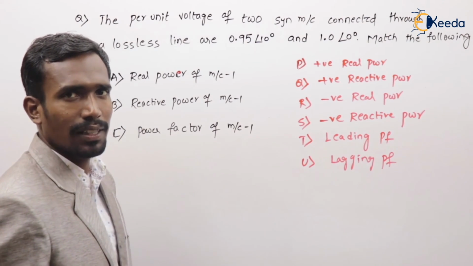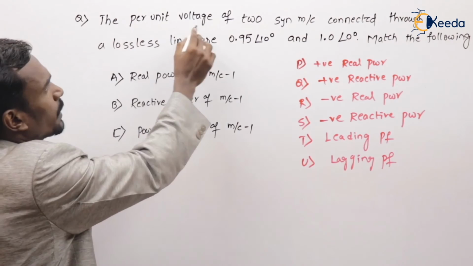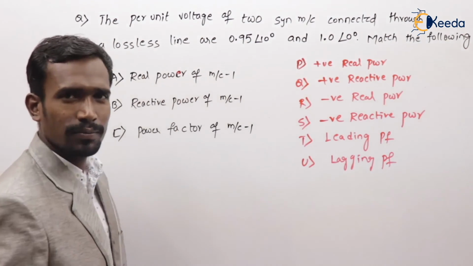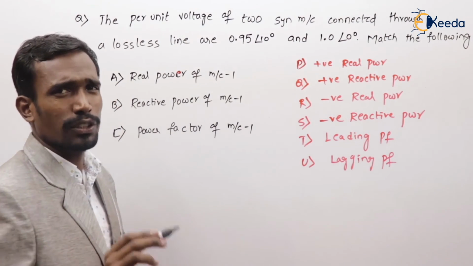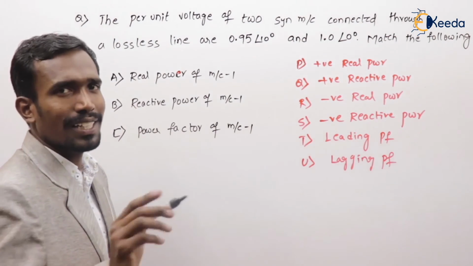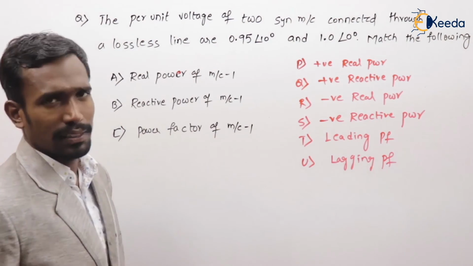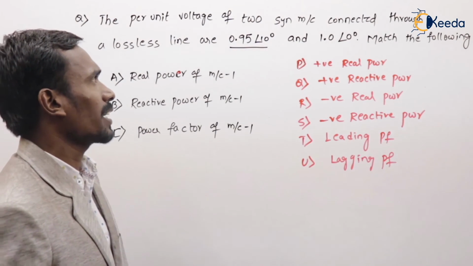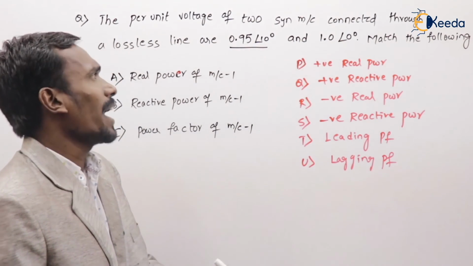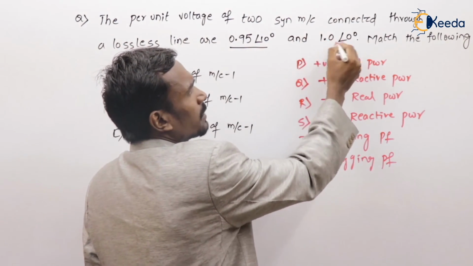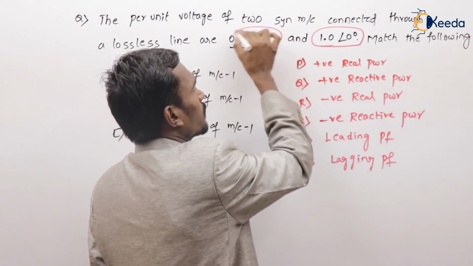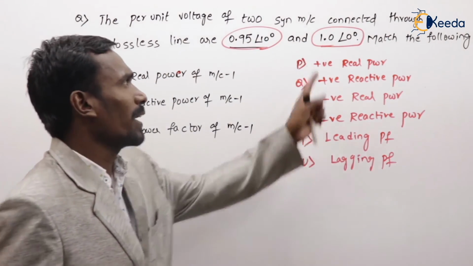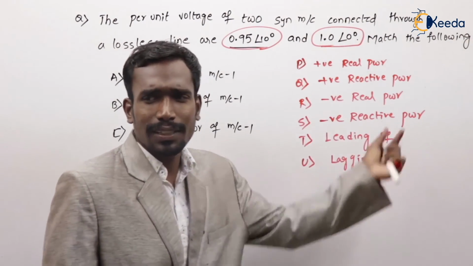Let's see. Next one. Per unit voltage of two synchronous machines connected through a lossless line. The given per unit values of the two machines connected to the lossless line: one is 0.95 at an angle of 10 degrees, and the other one is 1.0 at an angle of 0 degrees. Then match the following.